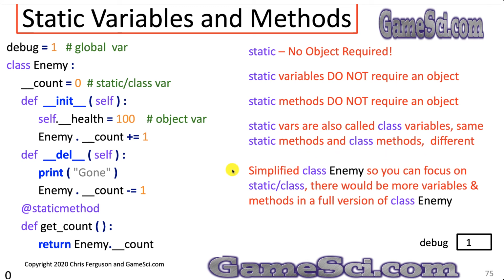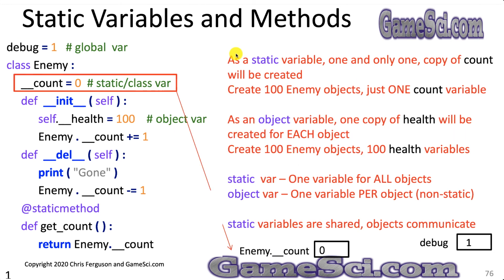This is a simplified class enemy, so you can focus on the static and the class. There would be more variables and methods in a full version of class enemy. Remember, I don't have a lot of room on these slides. I can't show you every variable that you would create. I can't show you every method you would write. So please bear with me. These are overly simplified slides, so I can show you what's important.